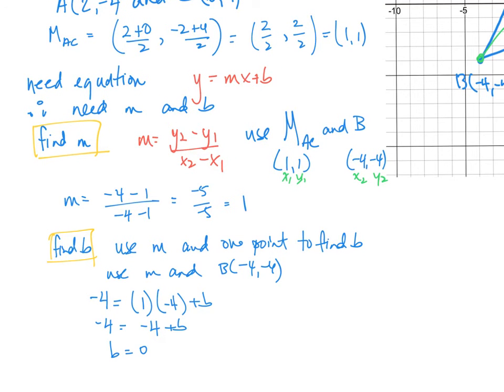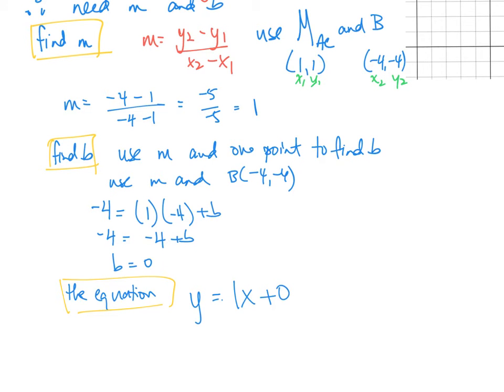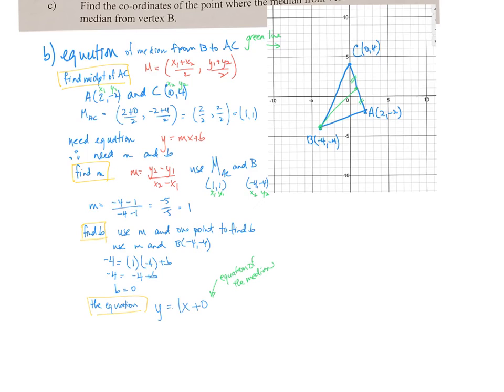I found m was 1, and now I used the slope m and one of the points, either the midpoint or the vertex B. I decided to use vertex B to isolate for b, and I get little b equals 0. I figured out b equals 0, and now I'm just going to put m equals 1 and b equals 0 into the equation to get y equals 1x. This is the equation of the median line.